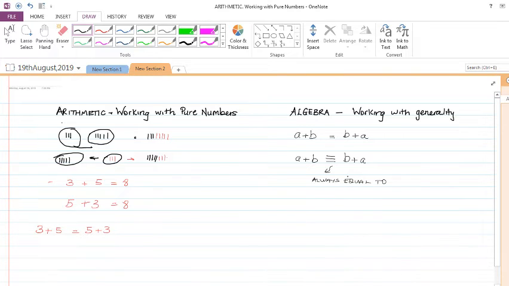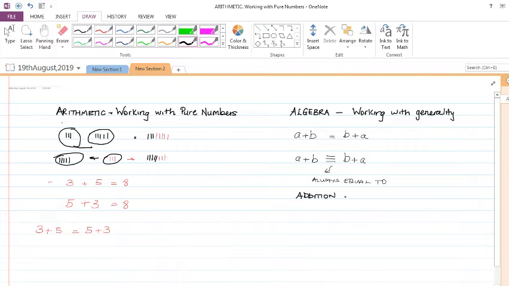Right? So this is a general conclusion that we have come to, and we can say, in this way, that addition of two numbers or two quantities, whatever they are, gives the same result regardless of the order in which they are done. So addition is commutative.